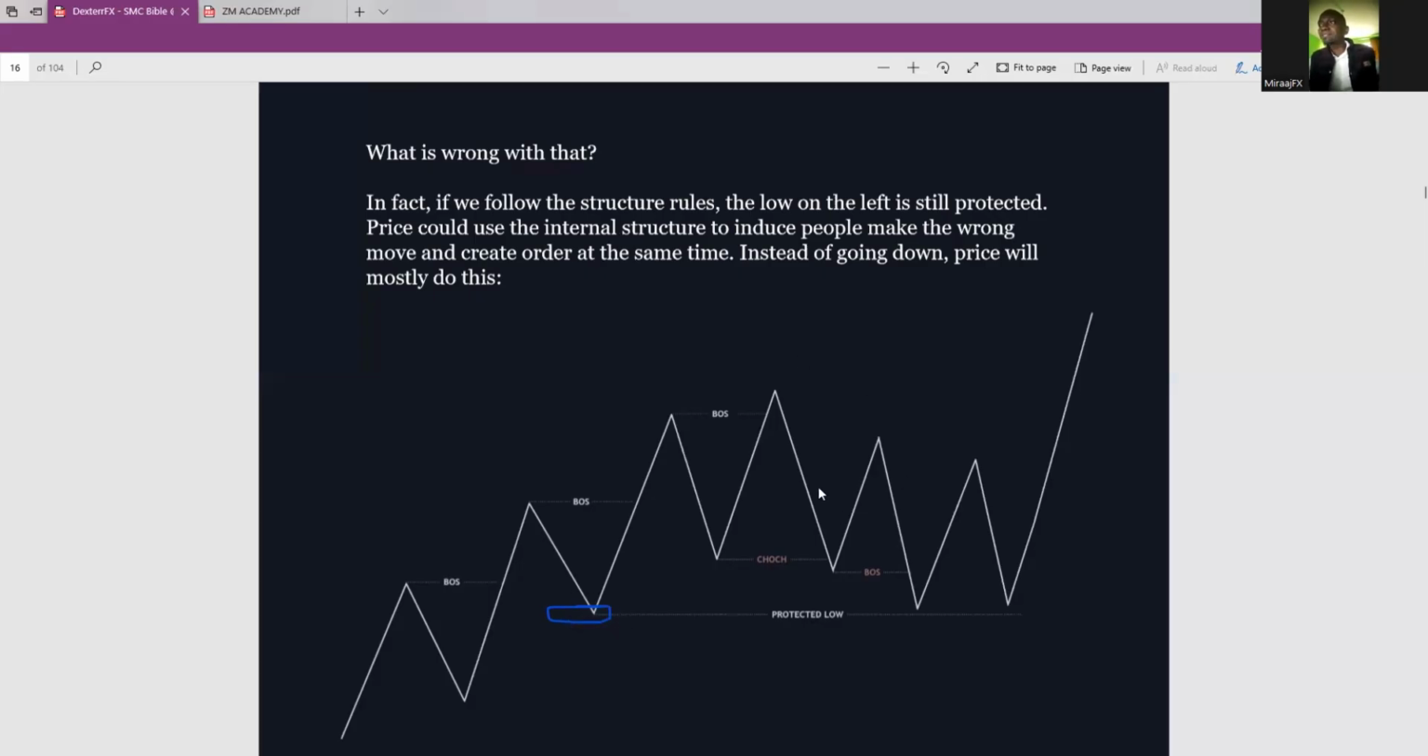This can easily induce people to make the wrong decisions and have people go in here saying that the market has broken, take sells here, with the stop losses somewhere here, and they're probably targeting the low somewhere down here.